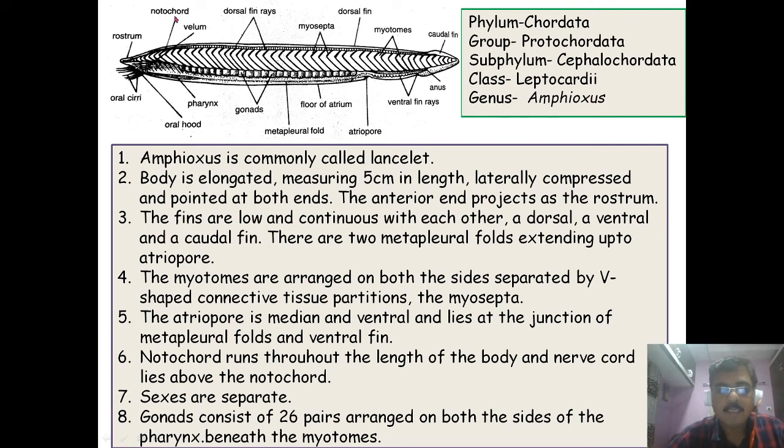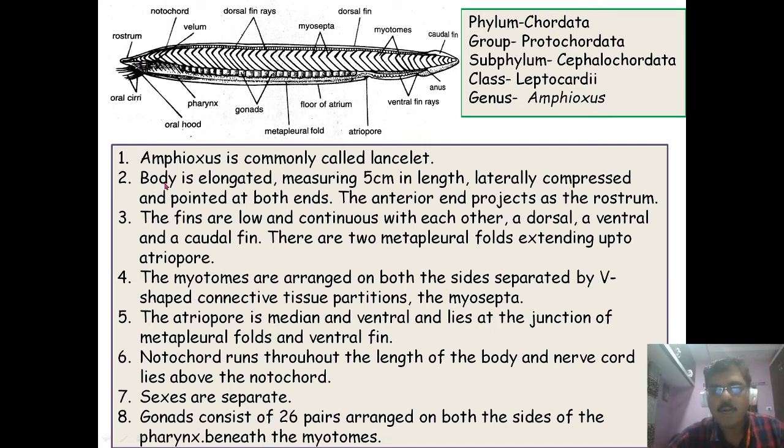Then this diagram and this classification you have to draw on the blank page, and on the right corner of this blank page you have to write down the classification, and then you have to draw the diagram and carefully label it. Then Amphioxus is commonly called a lancelet. This common name for the Amphioxus, that is a lancelet, is because its end is sharp like a lancelet.